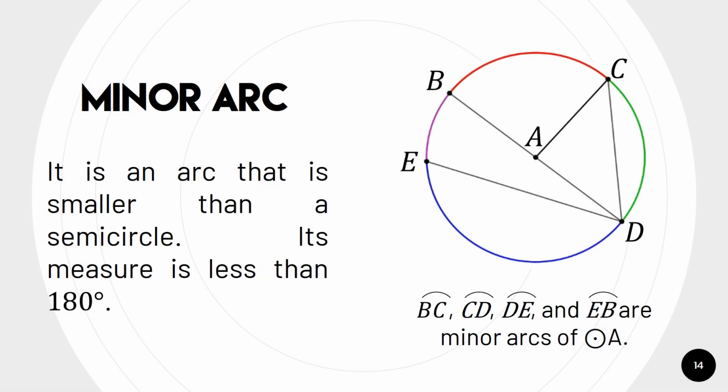Another type of arc is the minor arc. It is an arc that is smaller than a semicircle. Its measure is less than 180 degrees. On the figure, we can name 4 minor arcs, which are arc BC, arc CD, arc DE, and arc EB.